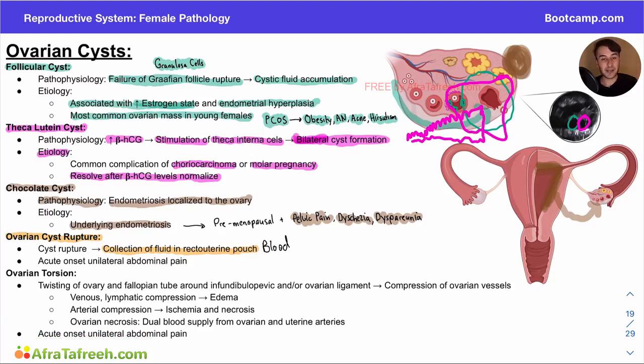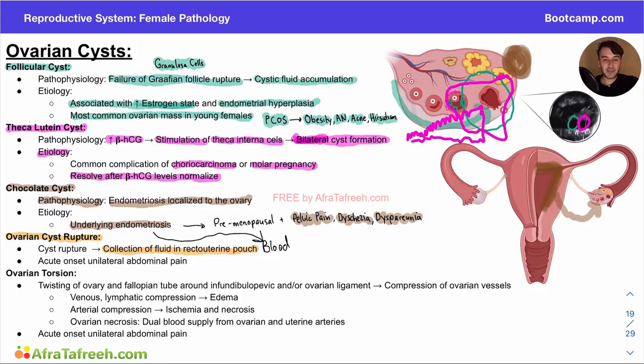Now when it comes to the chocolate cysts, these can also rupture or be disturbed, but they're less likely to leak fluid, and I would say they're more likely to be leaking blood because they don't really have a lot of fluid. They are more like extrauterine tissue. So the chocolate cysts tend to be a little more firm, whereas the follicular cysts and the theca lutein cysts tend to be more fluid composed.